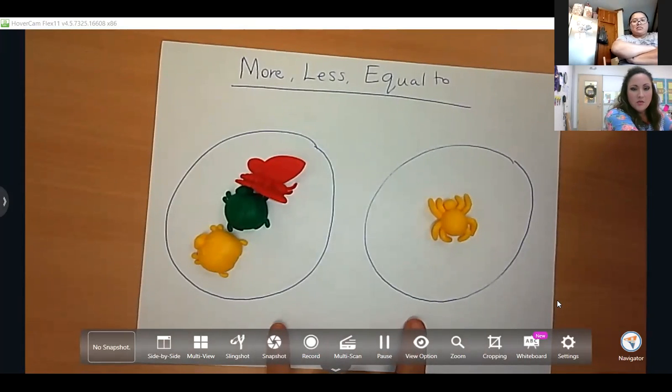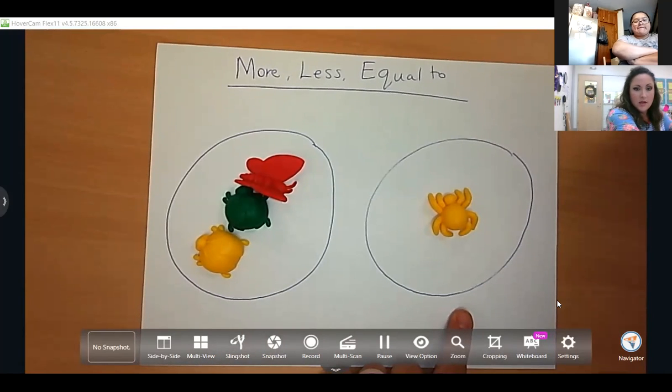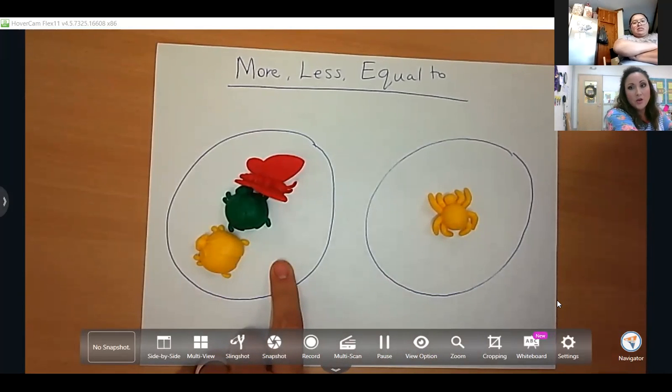You can ask them, explain these 2 circles to me. I know there's 3 in this circle, 1 in this circle. You can have them write the numbers 3 and 1 and have them explain what they notice about one of the circles, whether you're asking more or less. They may say this one has 3, this one has 1. I know this one's more, and you ask, how do you know?